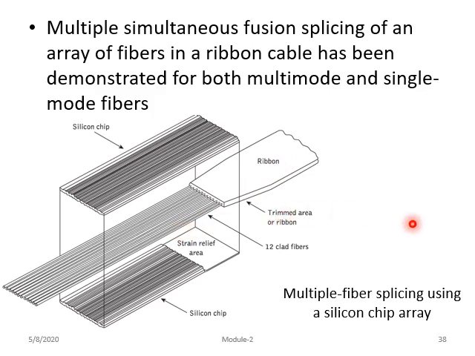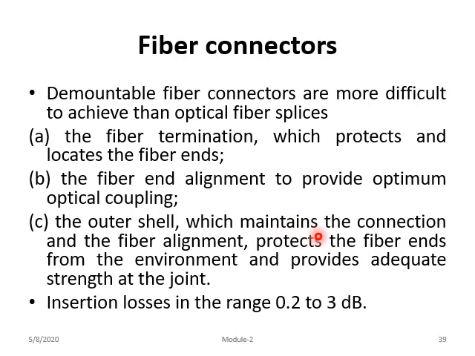Simultaneous fusion splicing of an array of fibers in a ribbon cable has been demonstrated for both multimode and single mode fibers. So here you can see multiple fibers in the ribbon cable, which has been demonstrated for multimode and single mode fibers that need to be connected. That's it. So this is all about fiber splicing.